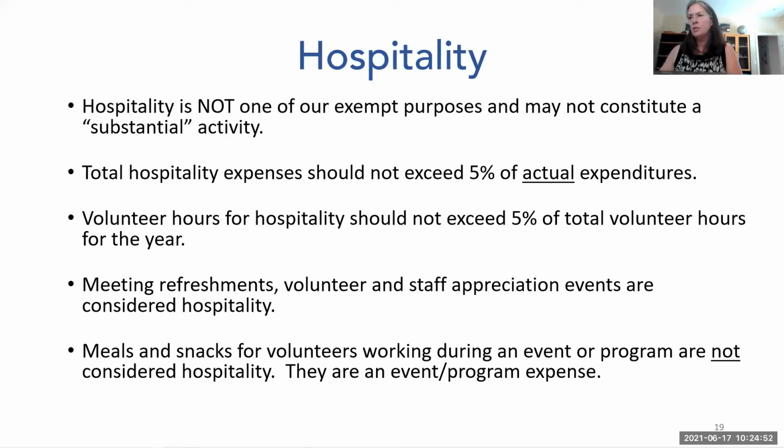So if you spend $10,000 in a year, then that's only $1,000 of your, I think that's the right, no, it's 20,000 is $1,000. So figure that out. Hospitality includes such things as volunteer and staff appreciation events. Basically you're not supposed to be throwing parties and doing nothing else. So that is the kind of looking at it that way.